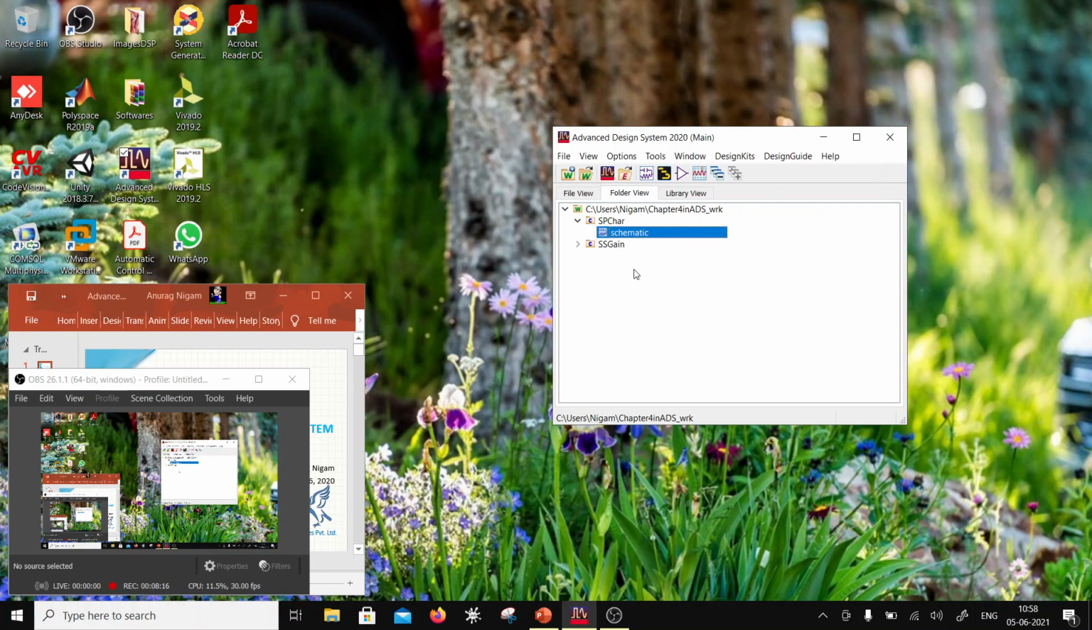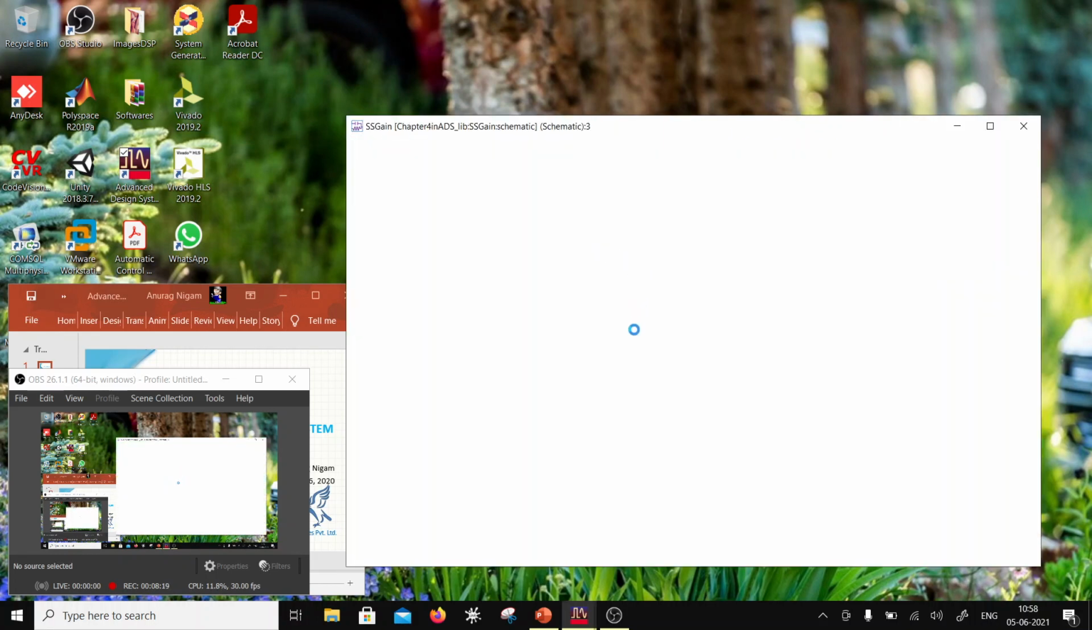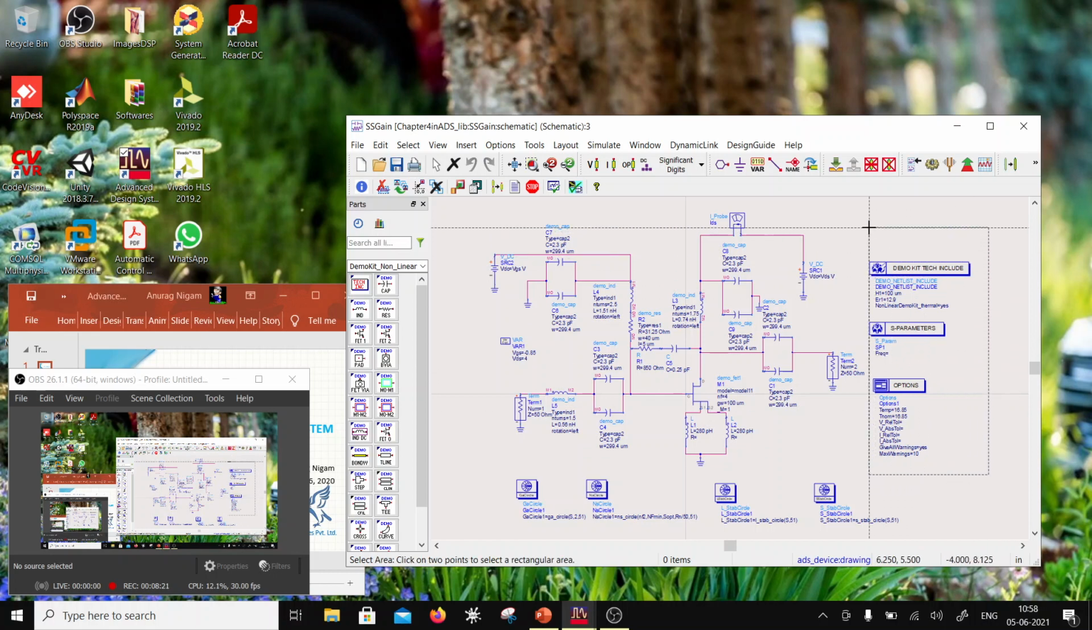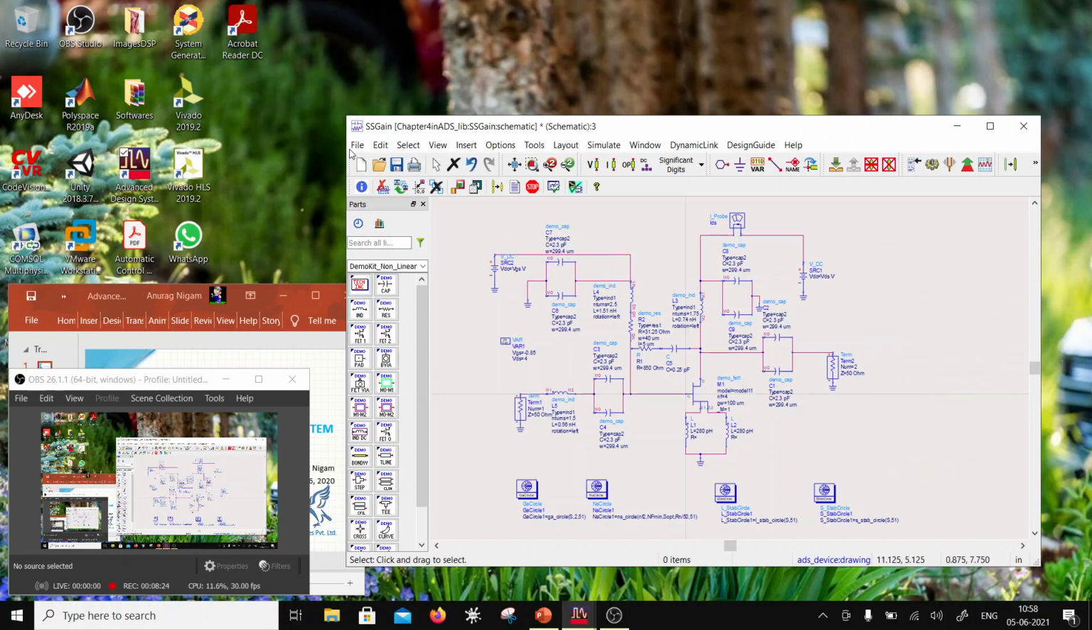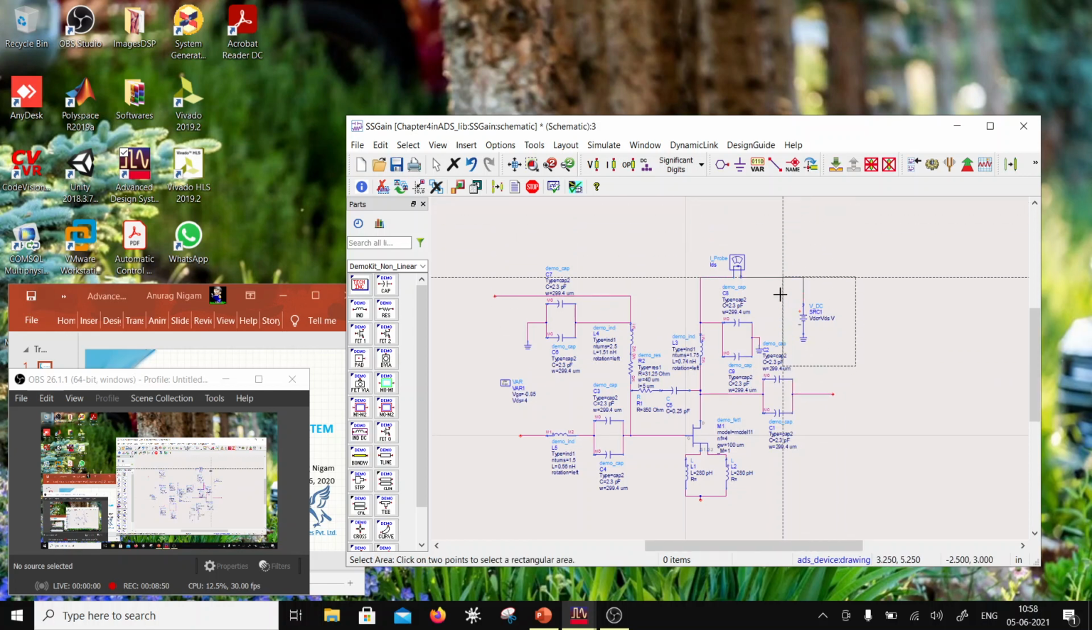So now I have another schematic called SS gain, and here I can throw out everything, like the include file and stuff like this, right? I can even remove the grounds, I can remove terminations, I can remove these terminations here. I can remove the biases also, because the biases will not be applied at this level. I can even remove the probe if I want.